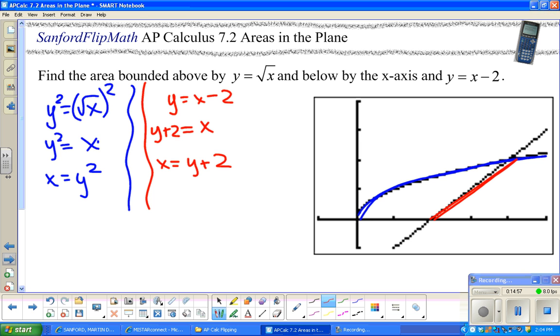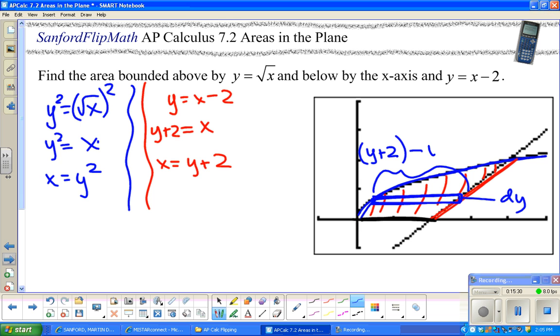Okay, and what we're going to do is treat this problem sideways. I still want the same area. I still want to know this area in between here, but the difference is instead of taking my rectangles vertical, I'm going to take my rectangles sideways. So the whole idea then is this is dy. This guy right here is going to be the red thing minus the blue thing, and these are x values I'm subtracting now.